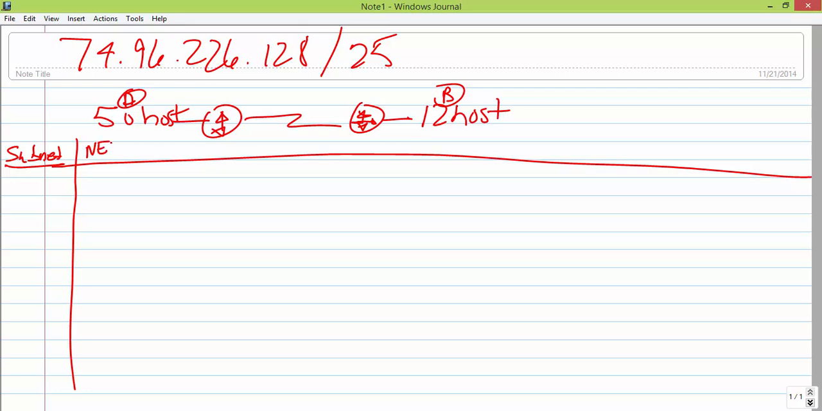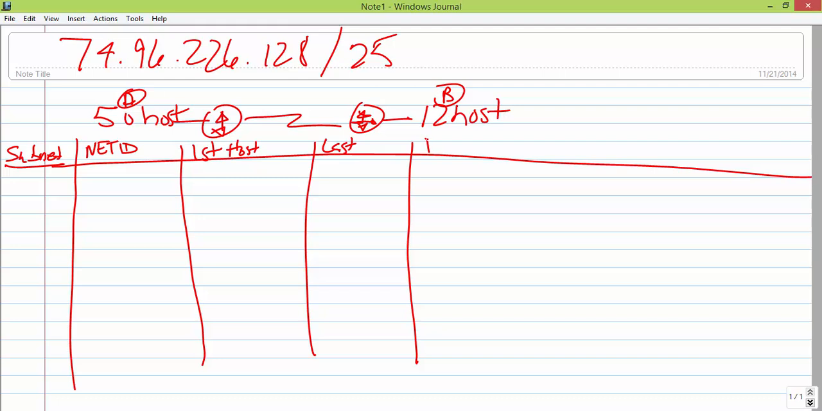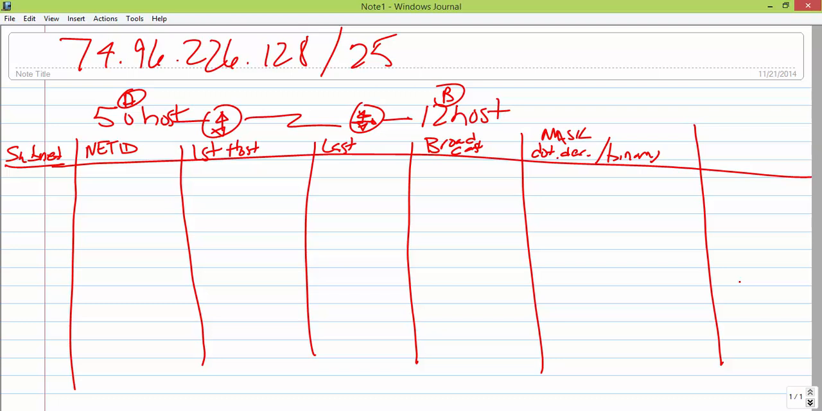I'm going to need my net ID. I need my first host, and that's my first usable. I want my last. I need my broadcast. I need to know what my subnet mask is. I need it in dotted decimal, and I'll also need it in binary. From the information I've gathered here, I should also be able to come up with my number of usable hosts, because you may be asked that at some point, and how many possible subnets can I have.